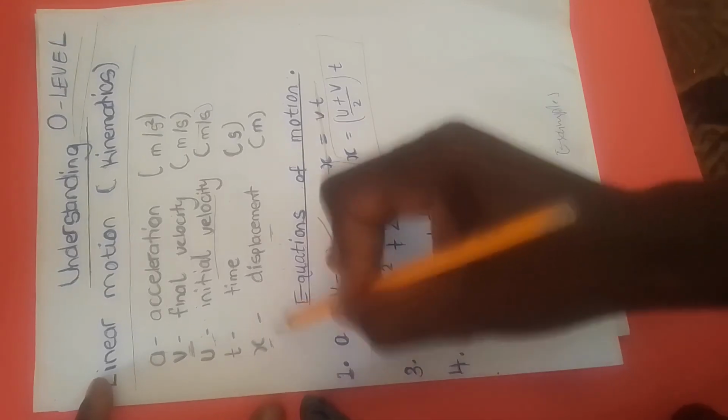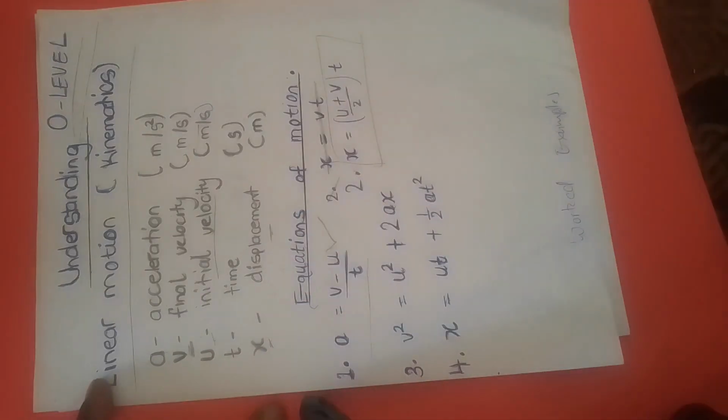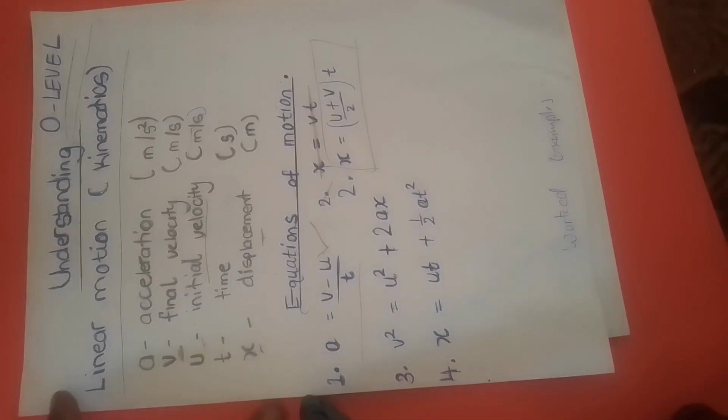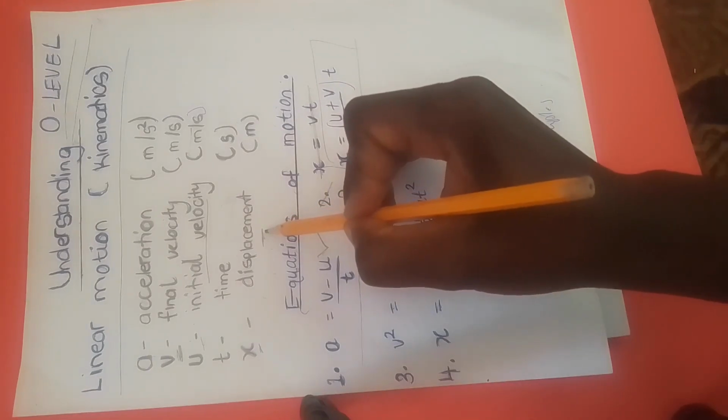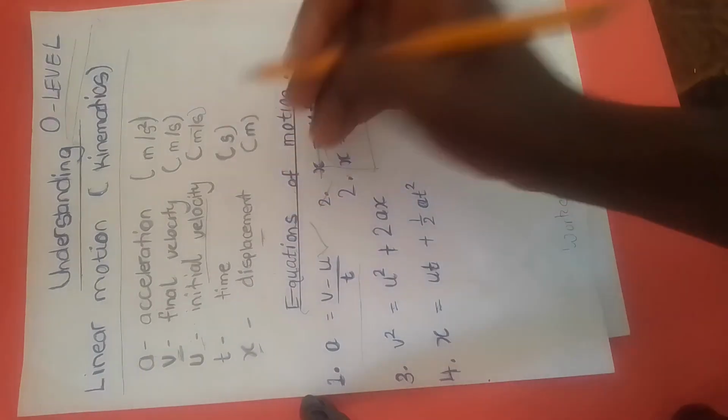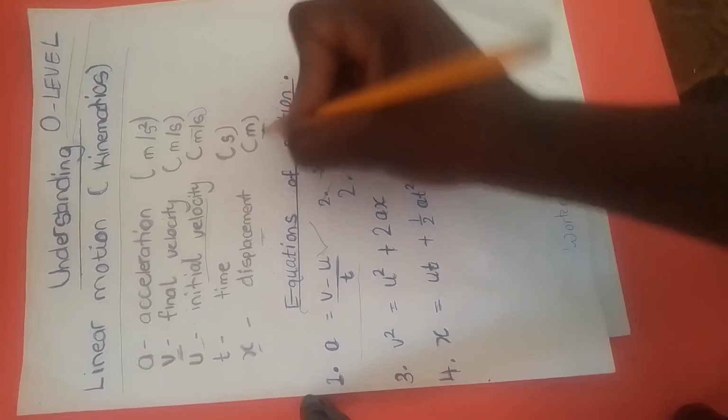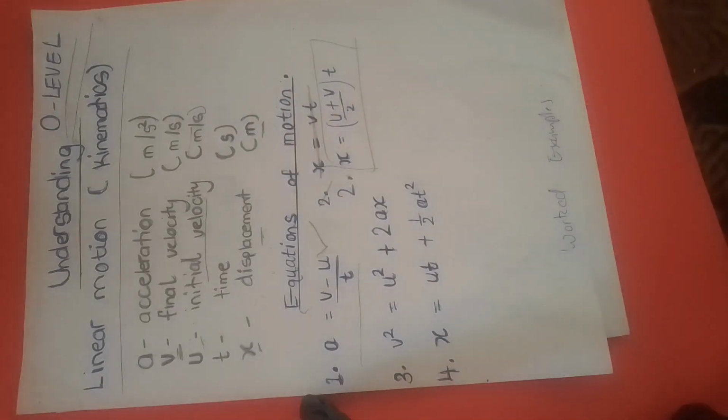Then X is for displacement. Displacement and distance are different variables. We'll talk about this in the next tutorial. So X is for displacement, which is in meters, but in some cases displacement and distance are used interchangeably, though they are different things.